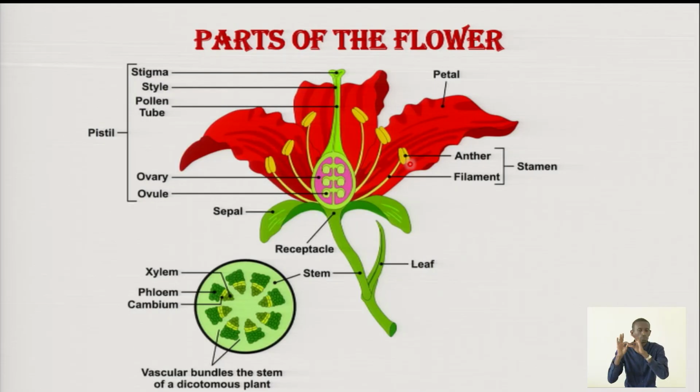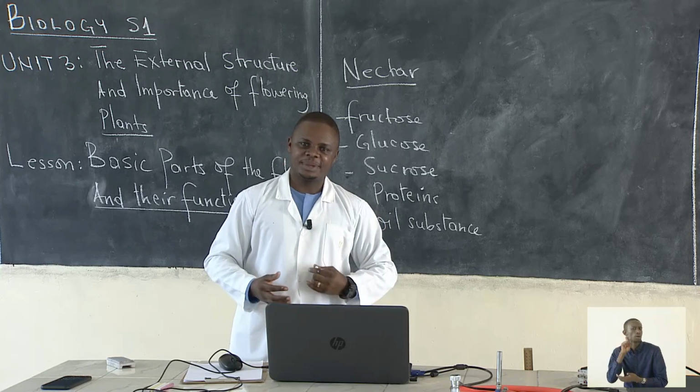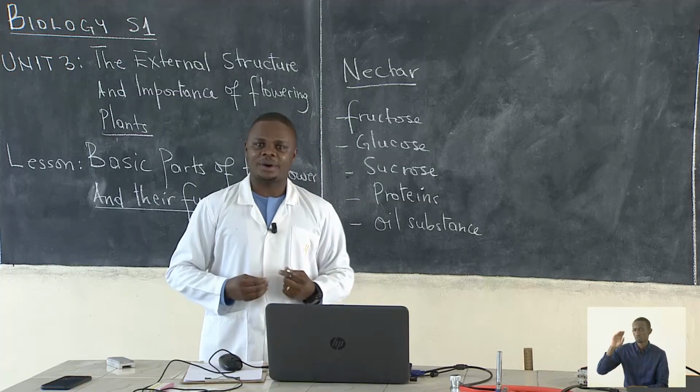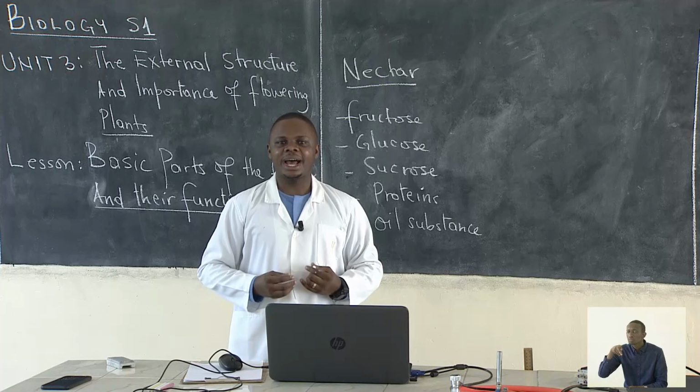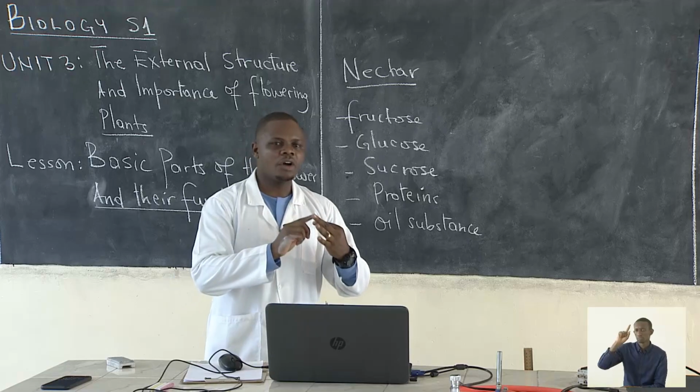From there, we have the female part of the flower, which is called pistil, or we can even call it carpel. This one is made up of three main parts. It has the stigma. The stigma is very important. It has the style, and it has the ovary. Those are the three main parts of pistil. Pistil, which is the female part of a flower. Can we repeat them? Pistil has three main parts: stigma, style, and ovary.